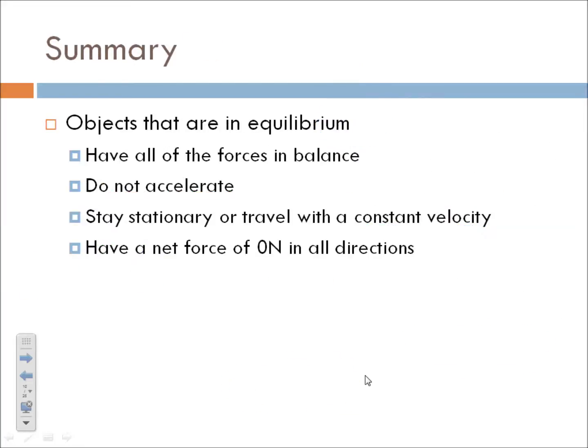So in summary, objects that are in equilibrium have all of the forces balanced on them. These objects will not accelerate because Newton's second law tells us that the only way an object accelerates is if there is a net force acting on it. So what will we see? These objects are stationary, or they're traveling at a constant velocity. When we see those words, we know automatically that we can use 0 newtons for the net force in both directions, the x and the y directions.